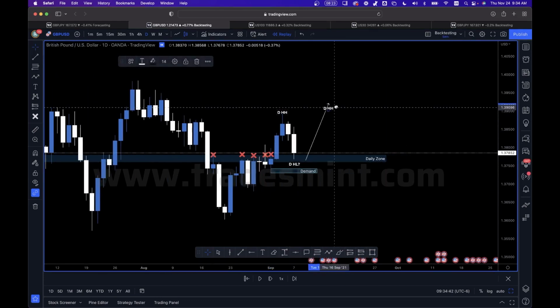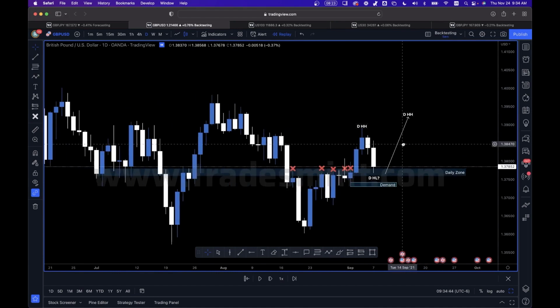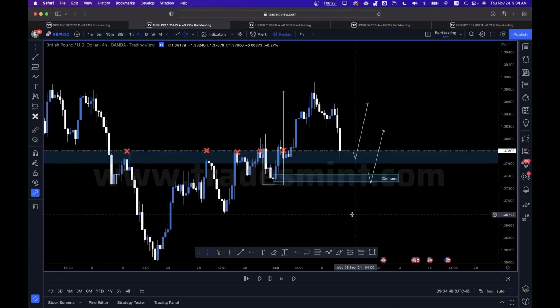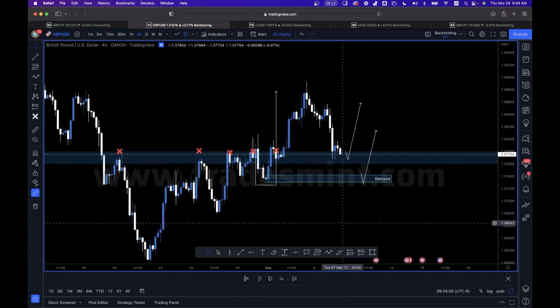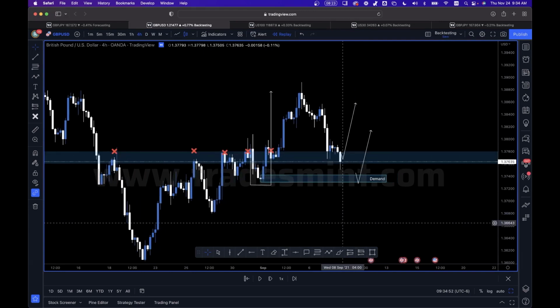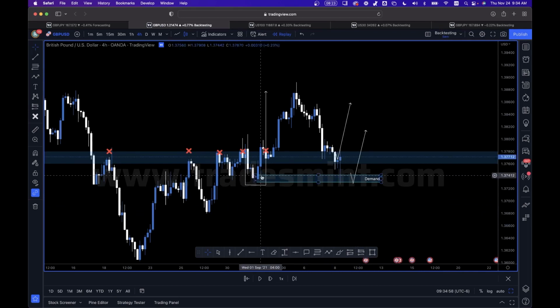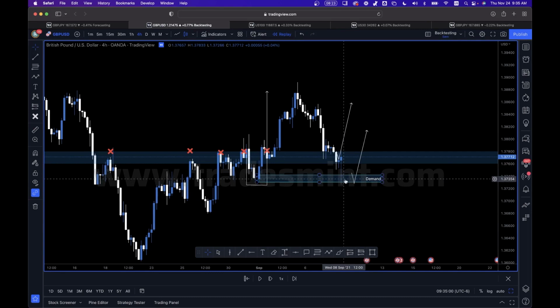Okay, for another high to be created. Okay, that's what we're looking for. So now, as this plays out though, price doesn't hold there. Price comes down here. Price comes down here to the demand and it springs up.